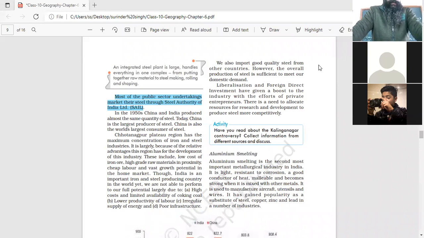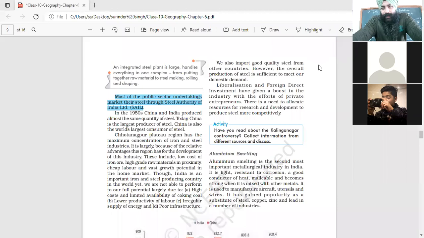Next, Vishakhapatnam steel plant. Vishakhapatnam is a port city in Andhra Pradesh. Location Vishakhapatnam, state Andhra Pradesh, public sector.